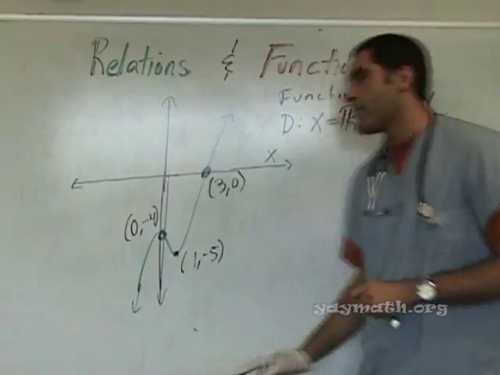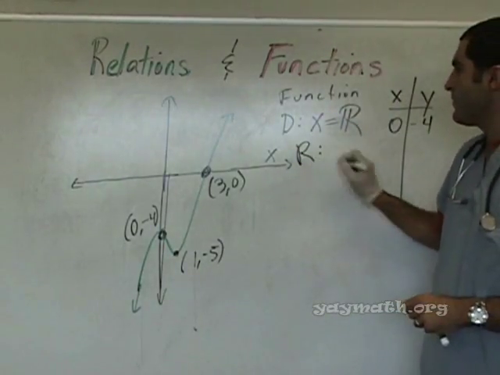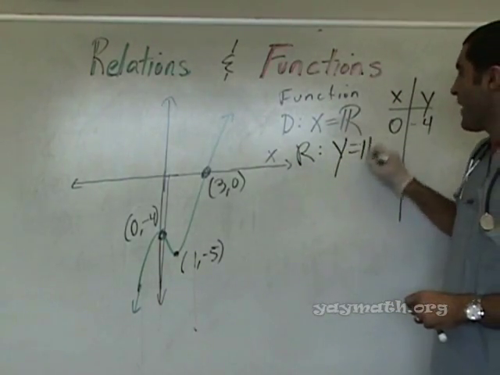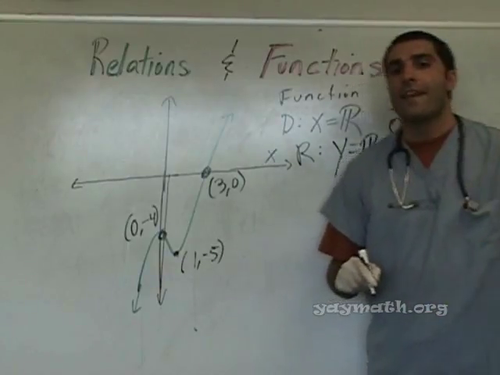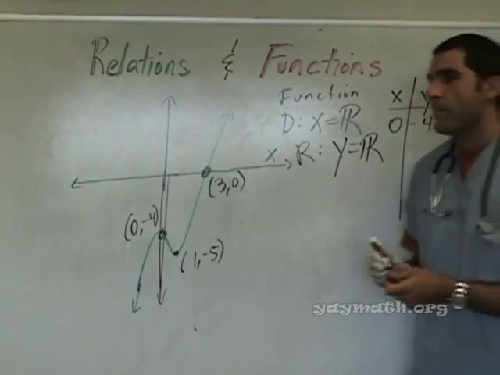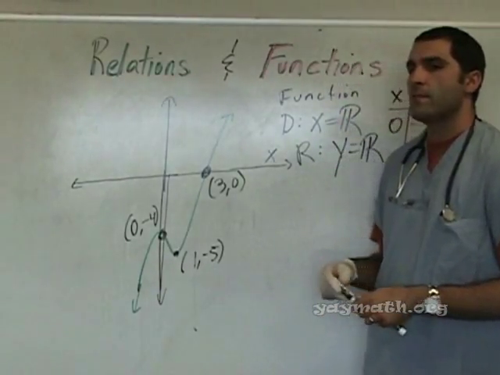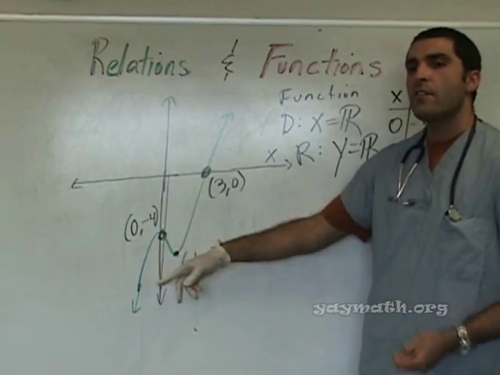All real numbers as well. It depends on the graphs. Next one, why won't it be all real numbers? Like a parabola, where you can't have all real numbers. You'll see. I'll tell you.